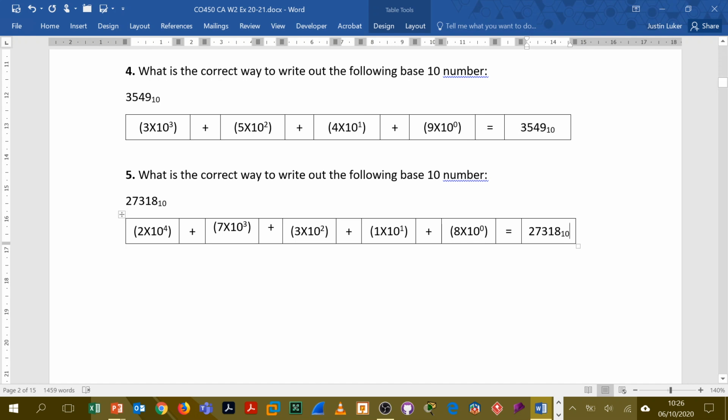So different ways to represent base 10 numbers using the underlying mathematical principles of the base powers. So 10 to the 0, 10 to the 1, 10 to the 2, 10 to the 3, 10 to the 4, representative of each column. So 10 to the 0 is 1, 10 to the 1 is 10, 10 to the 2 is 100, 10 to the 3 is 1,000, and 10 to the 4 is 10,000.